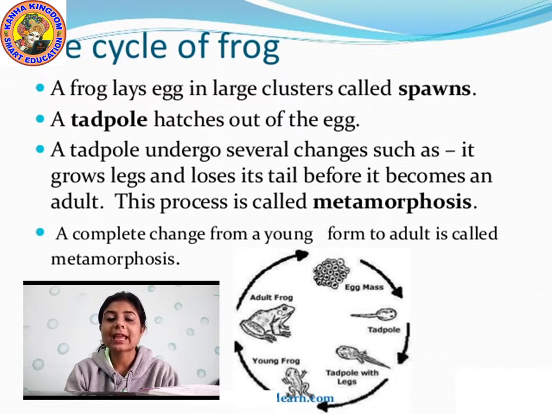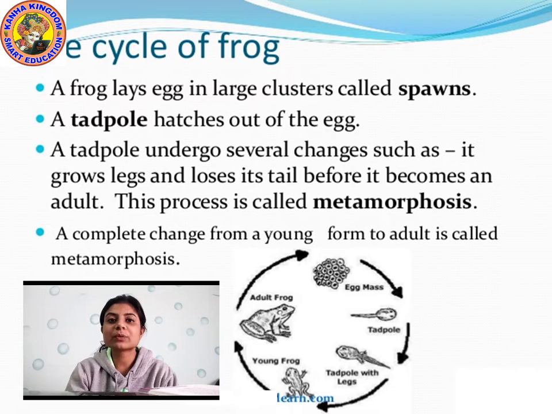It has got a tail. But when it grows, the tail cuts off and the legs are formed. And this change from a tadpole to a frog, the change that occurs in the growing stage, is called metamorphosis. What is metamorphosis? It is a complete change from a young form to an adult form. Metamorphosis is the process in which change takes place from a young form to an adult form.